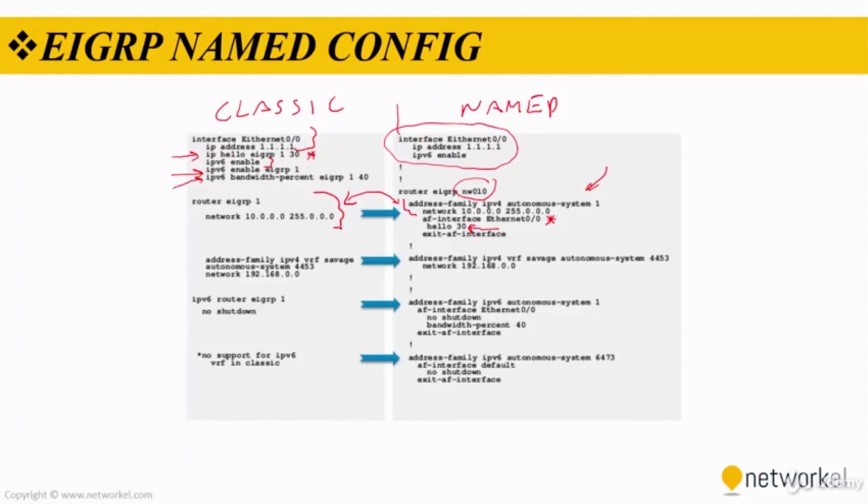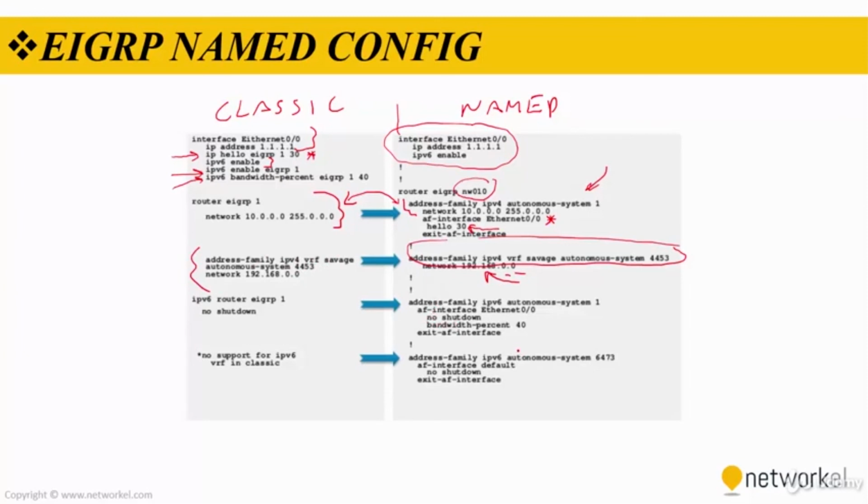As you can see, EIGRP named configuration is pretty straightforward. Then address-family ipv4 vrf Savage autonomous-system 4453, we are advertising a network with 0.0.0.0, and that's the equivalent of the address-family ipv4 vrf Savage autonomous-system 4453 and network 0.0.0.0 command.